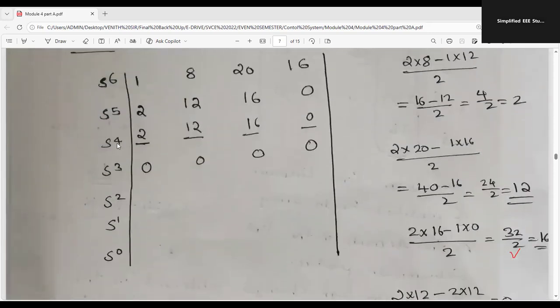What are the coefficients? The coefficient of s to the power 4 is 2. The next coefficient, of s to the power 2, is 12. Then the last coefficient is actually 16. So how can we make it out? 2 into s to the power 4 plus 12 into s to the power 2 plus 16 into s to the power 0. 16 s to the power 0 is nothing but 16 only. So 2 s to the power 4 plus 12 s to the power 2 plus 16 is equal to 0.